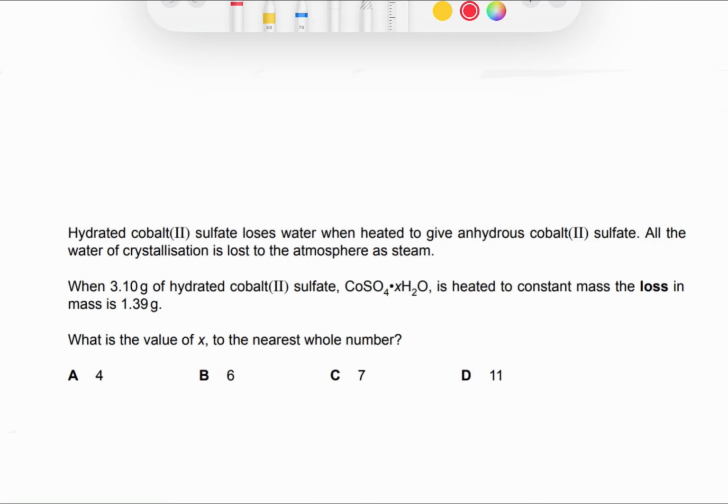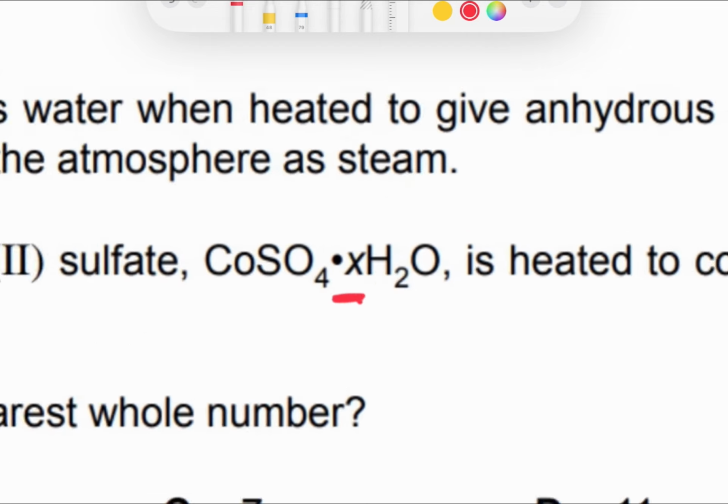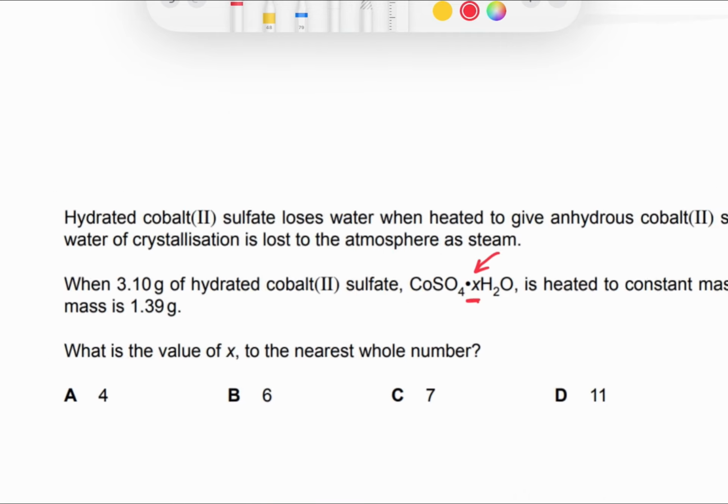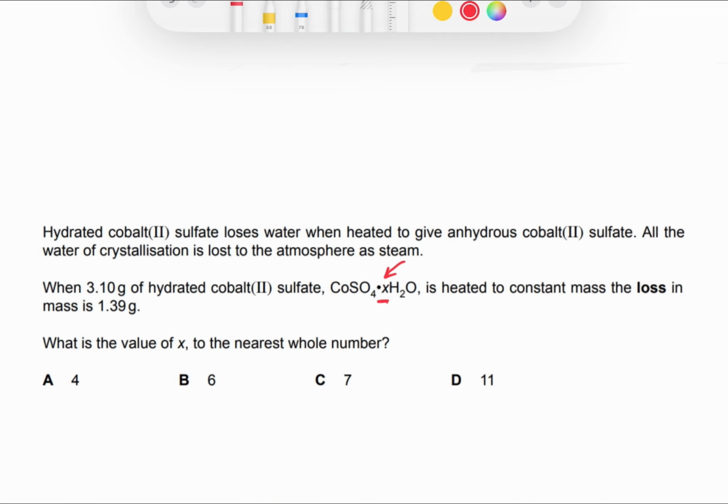As we can see, the question is asking me to identify the value of x, which represents the coefficient of water in here, and actually it refers to the crystallization of water. We can calculate the value of x and we can follow a rule that is applicable for everything like this. And the rule says if you want to calculate the coefficient of water, what you have to do is to calculate the moles of water and divide them over the moles of anhydrous.